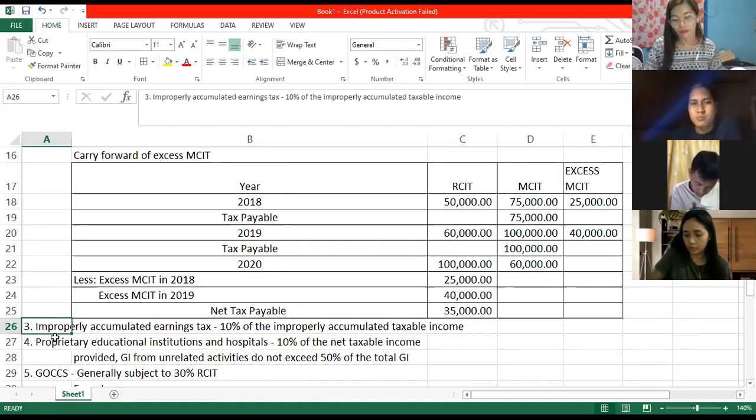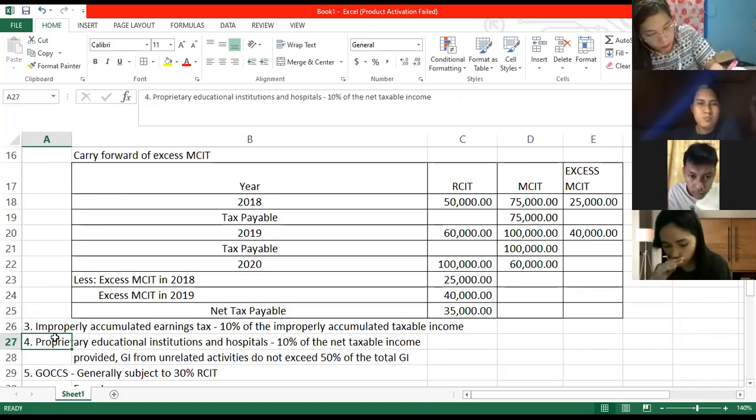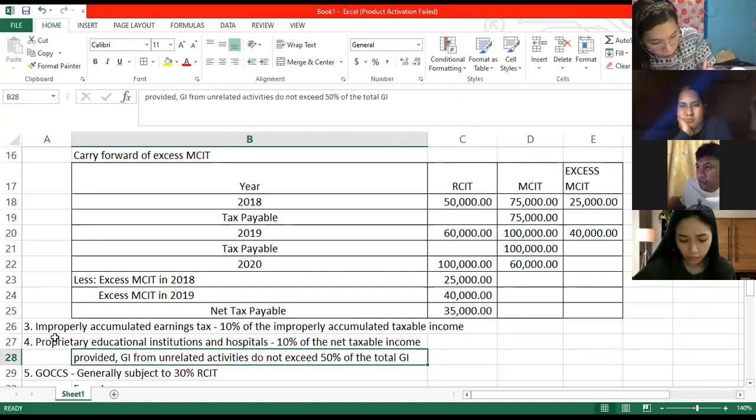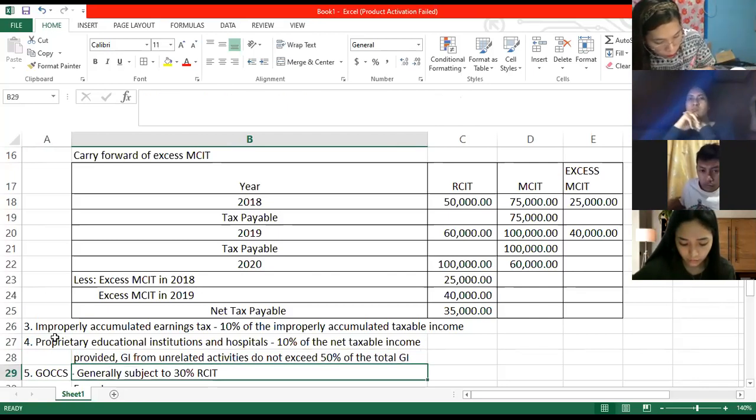Then we also have improperly accumulated earnings tax, 10% of the IATI. Okay? Reserve this kind of tax, no? Kapag natapos natin lahat ng corporations, i-reserve nyo muna yan. Okay? Then, we have preferential tax rate for proprietary educational institutions and hospitals of 10% of the net taxable income provided yung gross income mo from unrelated activities do not exceed 50% of the total gross income. Kasi kapag nag-exceed ka na ng 50%, you are now subject to 30% regular corporate income tax.